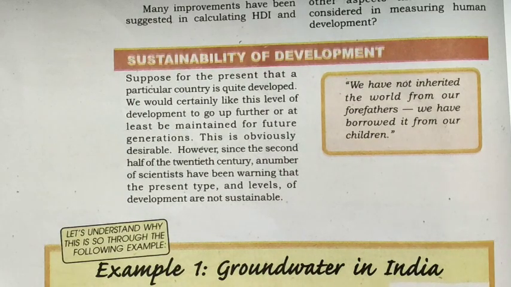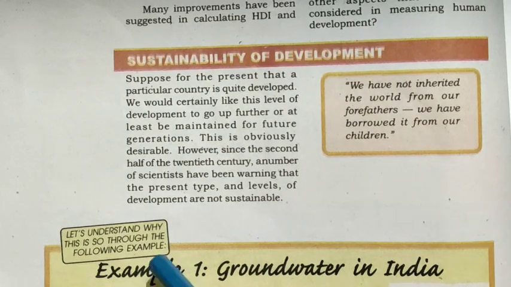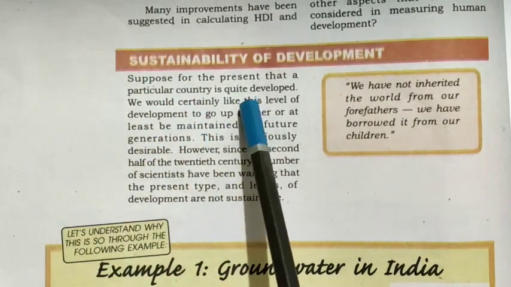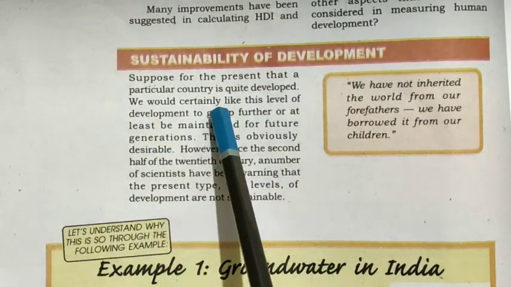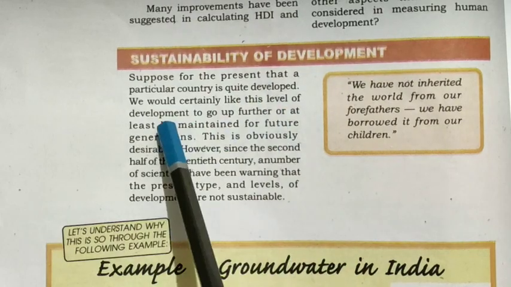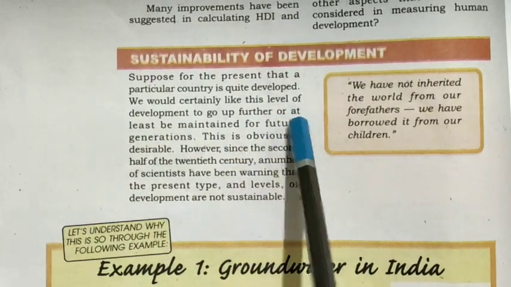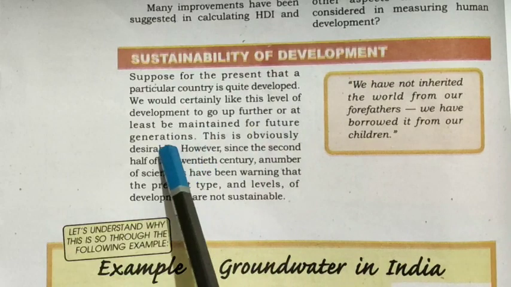Sustainable development is such development that meets the needs of the present without compromising the ability of future generations to meet their own needs, which also means that the present generation should save the resources for future generations. Now, suppose for the present that a particular country is quite developed. We would certainly like this level of development to go up further or at least be maintained for future generations.